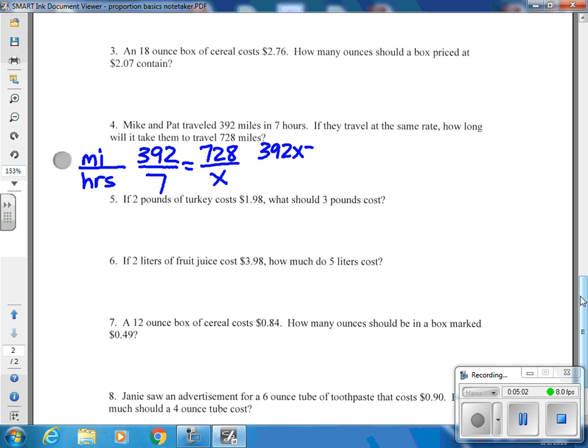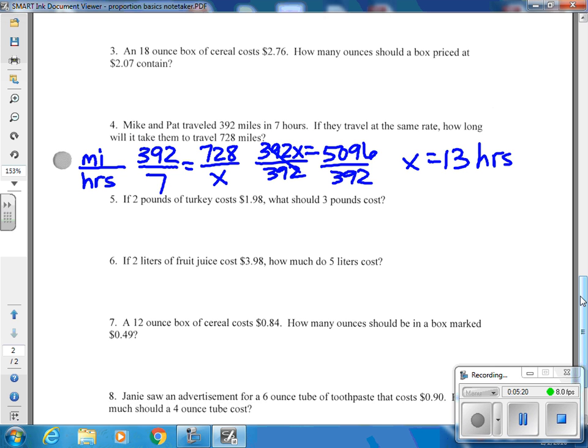So we end up with 392x equals 5,096. We're going to divide by 392 on each side, and we come out with 13. And again, go back and look and see where your x is. Your x is on the bottom, so that means it's 13 hours.